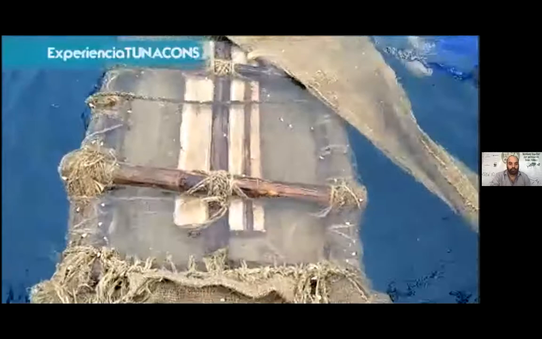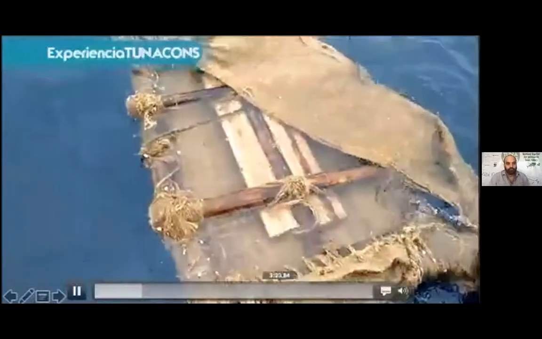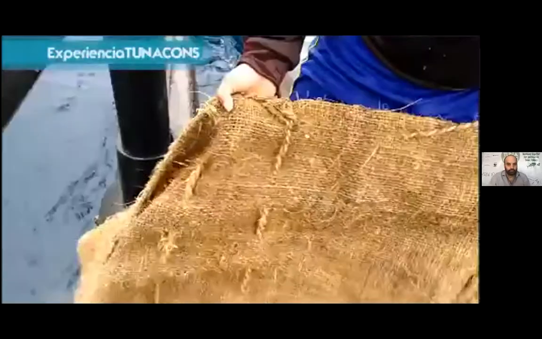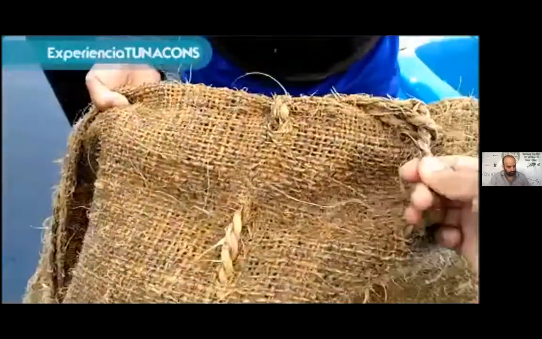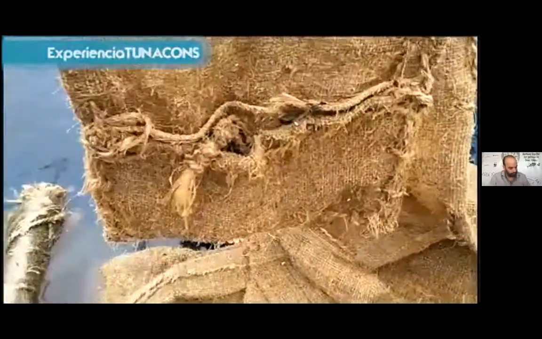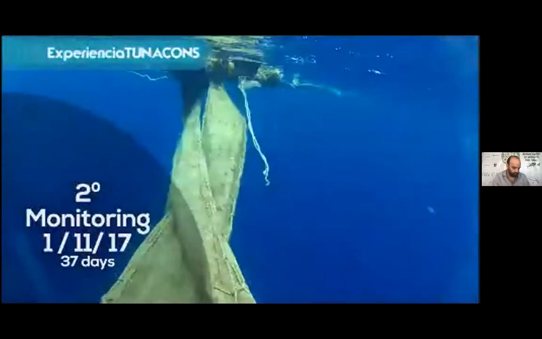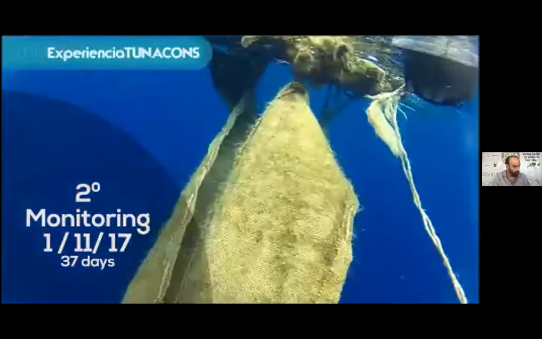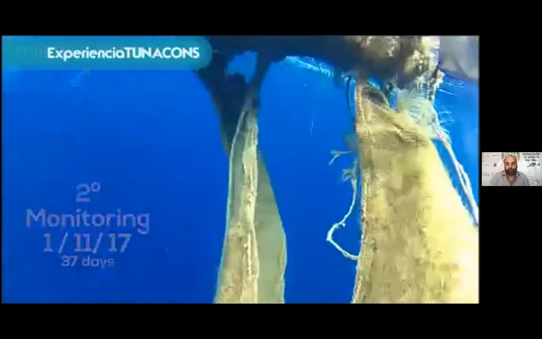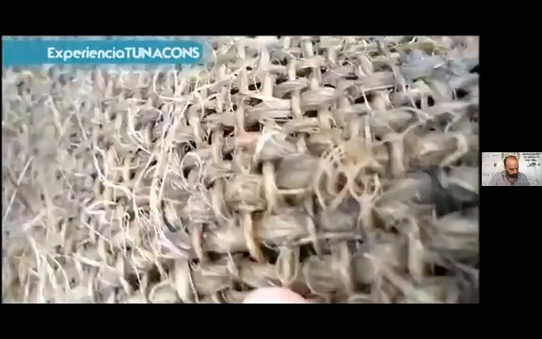And the canes and balsa stick on the floating part were found in good condition, as well as the mooring line was presenting inlays. In the hanging part, the fabric also had inlays. The ropes were in good condition and still had the stones as ballast. The second monitoring was after 37 days from deployment on the 1st of November of 2017. Both the structure and the hanging part were in good condition. They had stones and a few inlays.